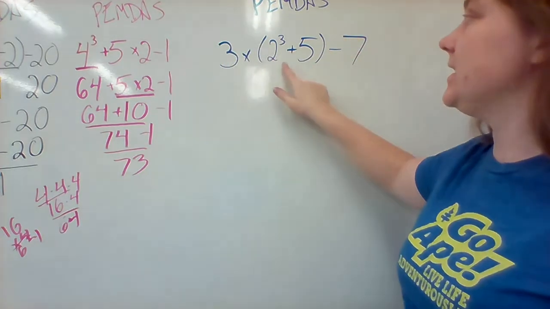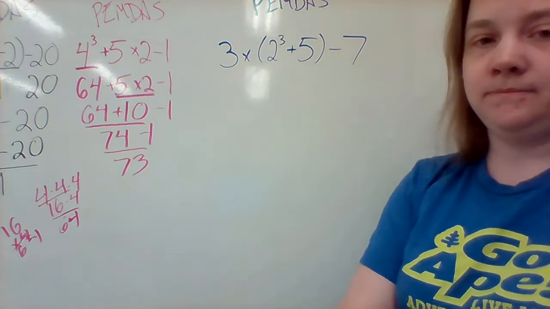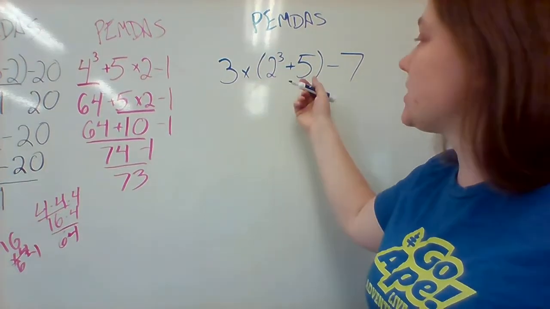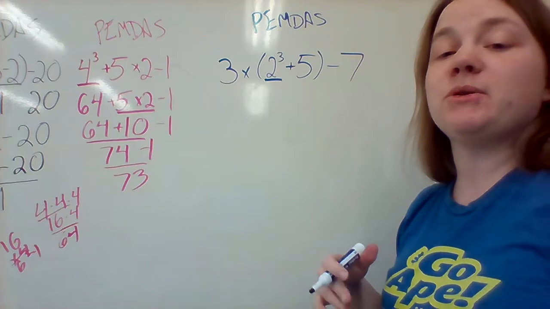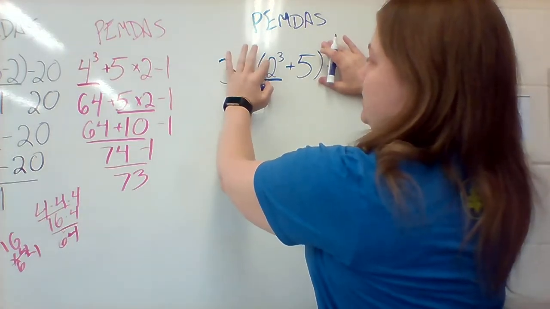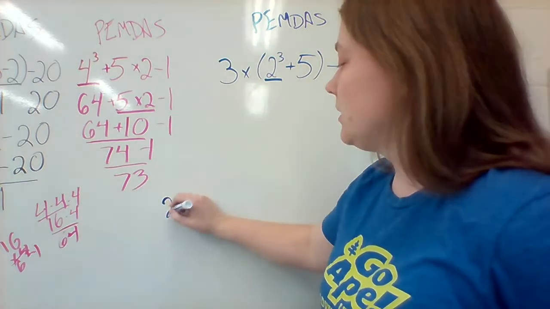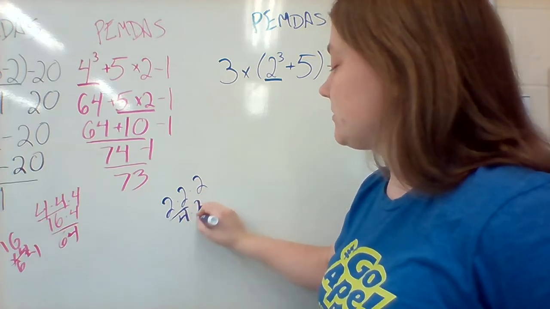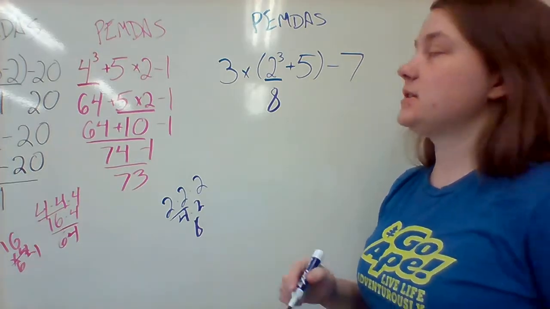What comes first inside the parentheses? I have an exponent and I have an addition. Well, exponents come first, so I'm going to solve 2 to the third power first. Even though I should be doing everything inside the parentheses, I am. And I'm going to do the exponents and then the addition. So 2 to the third power, 2 times 2 times 2. 2 times 2 is 4, times 2 is 8. Copy down everything I didn't touch.